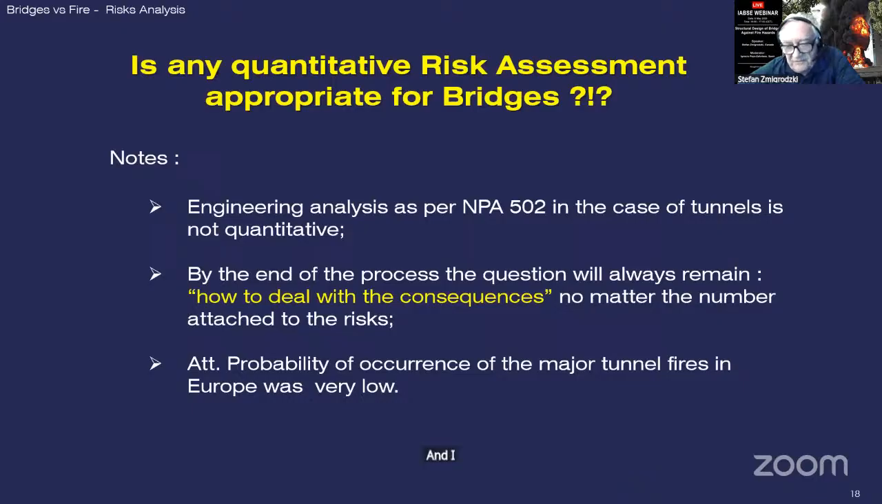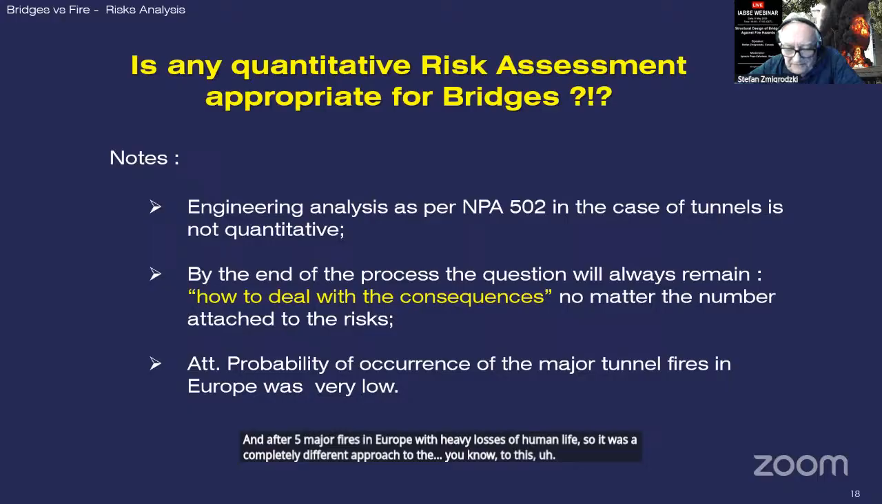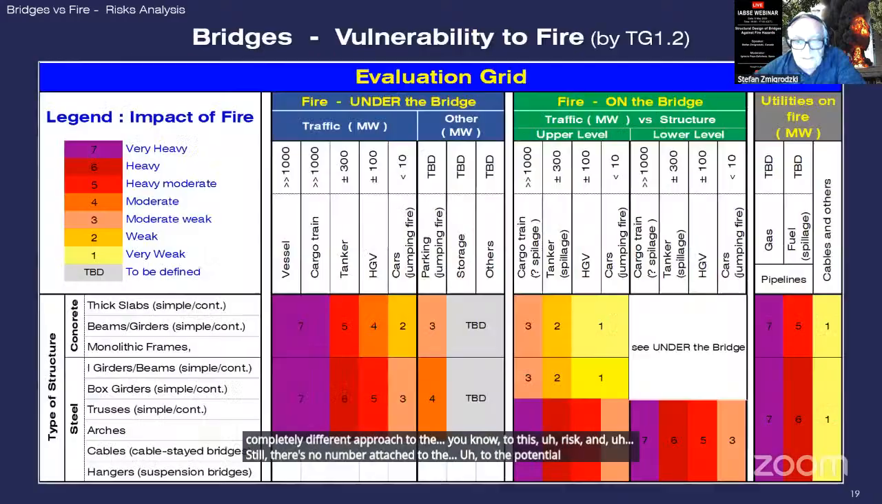And I would like to refer to the world of tunnels. By the end of the century, it was seen as low probability and no important consideration for the risk. And after 5 major fires in Europe, with heavy losses of human life, there is a completely different approach to this risk, and still no number attached to the potential risk and then the consequences.